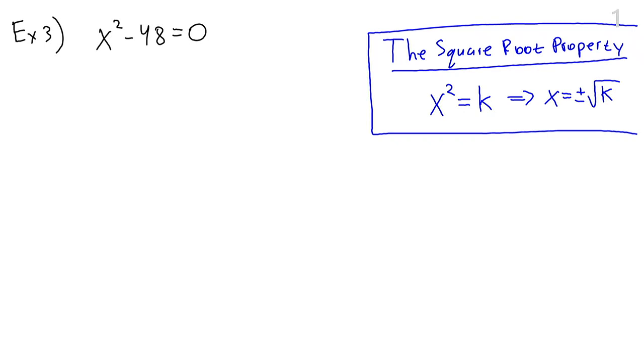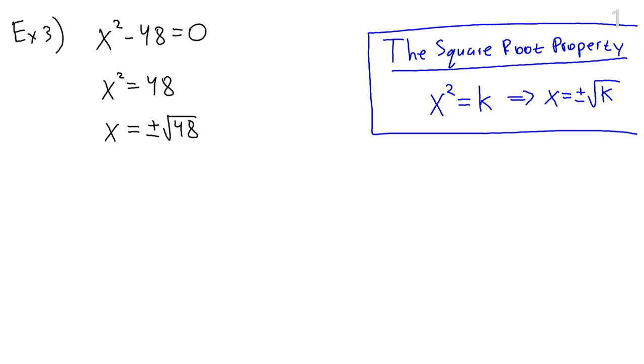And so in this example, we have x squared minus 48 equals 0. It is not yet of the form something squared equals k, but we can easily make it that form by just adding 48 to both sides. And now we need to solve the quadratic equation, x squared equals 48. So by the square root property, x must equal plus or minus radical 48.